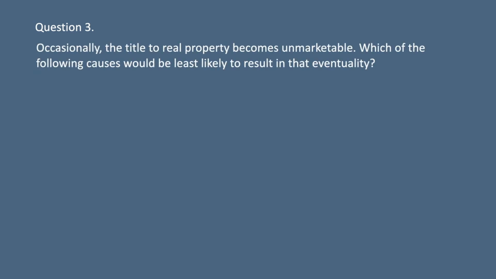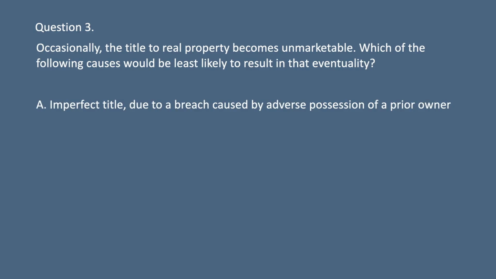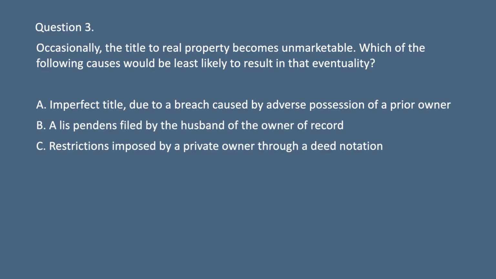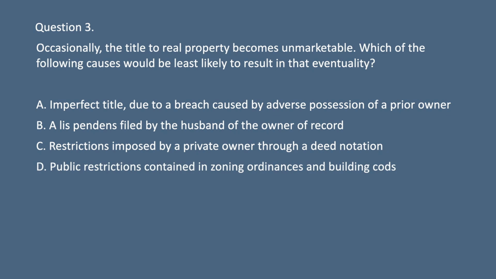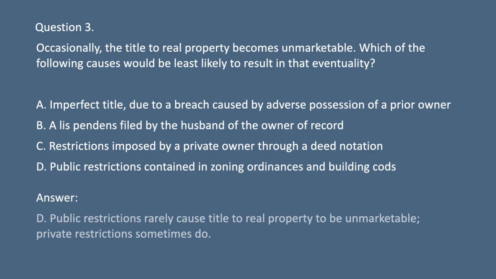Question 3. Occasionally, the title to real property becomes unmarketable. Which of the following causes would be least likely to result in that eventuality? A. Imperfect title, due to a breach caused by adverse possession of a prior owner. B. A lis pendens filed by the husband of the owner of record. C. Restrictions imposed by a private owner through a deed notation. D. Public restrictions contained in zoning ordinances and building codes. Answer. D. Public restrictions rarely cause title to real property to be unmarketable, private restrictions sometimes do.